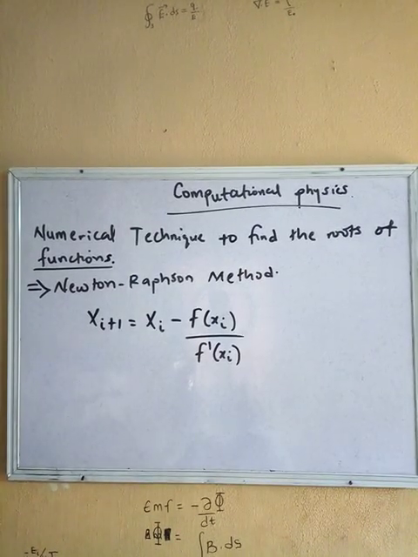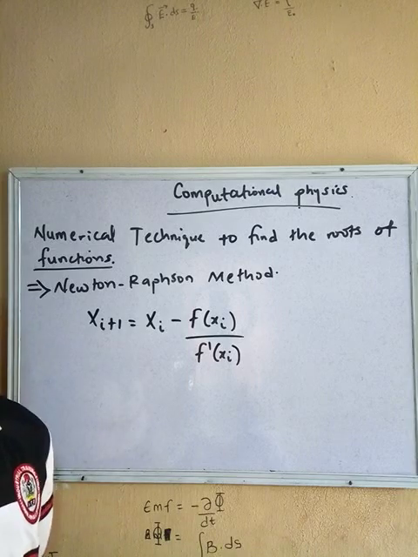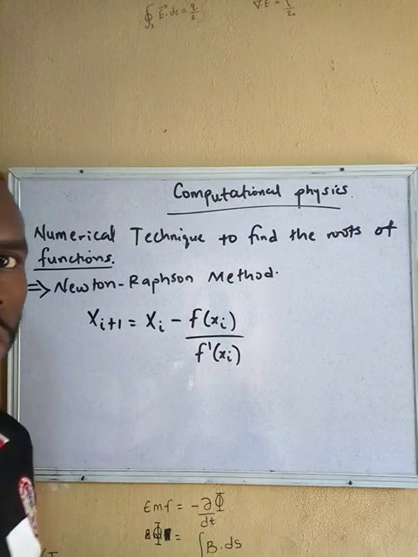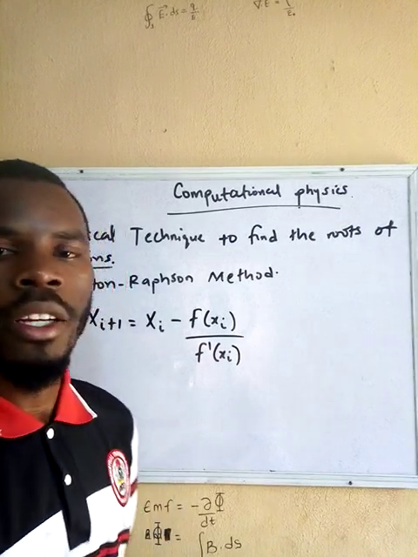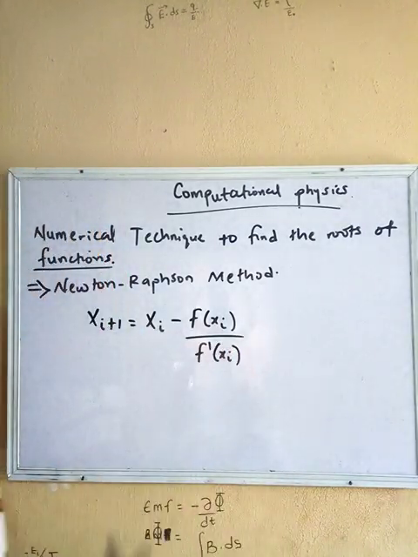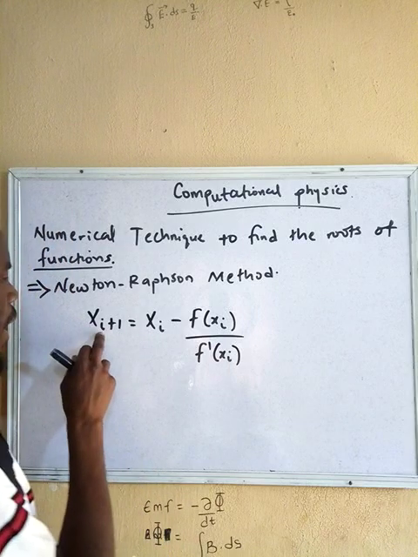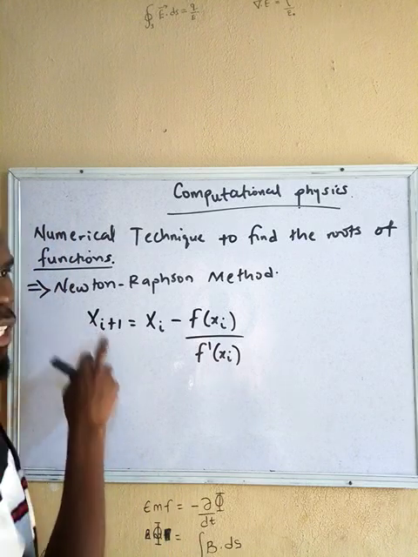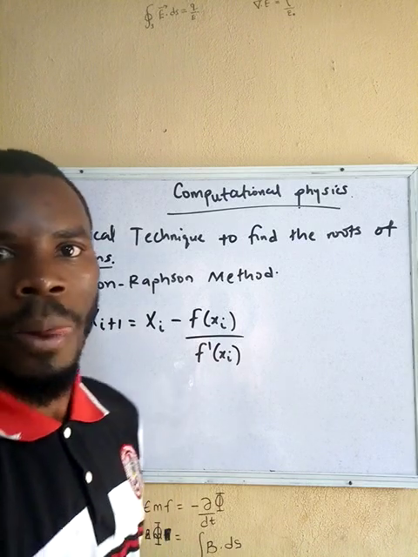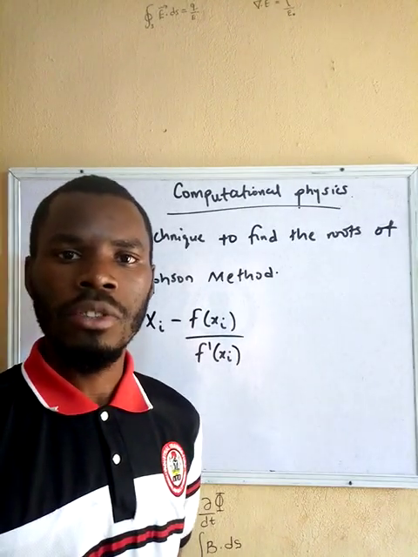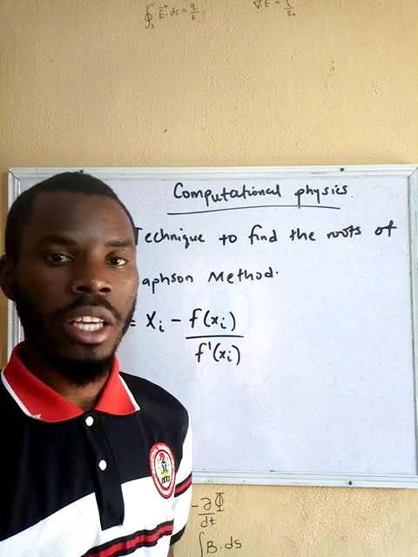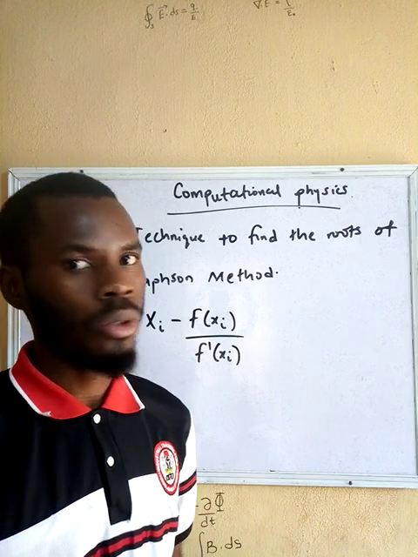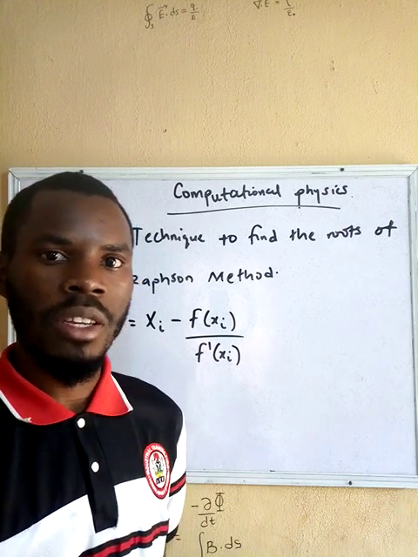Now, written on the board is what I call the Newton-Raphson algorithm that is used in finding the root of some functions. Now, I'm going to define all the terms that are here on the board. Xi plus 1, i assumes a natural number, and i tells us our initial guess. So we can start our initial guess from 0, 1, 2, 3, 4, as the case may be.